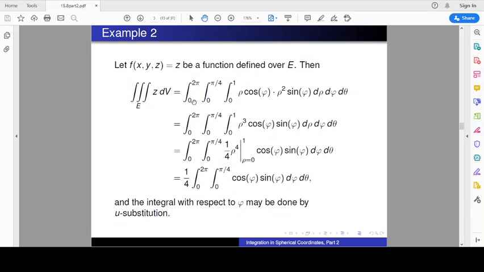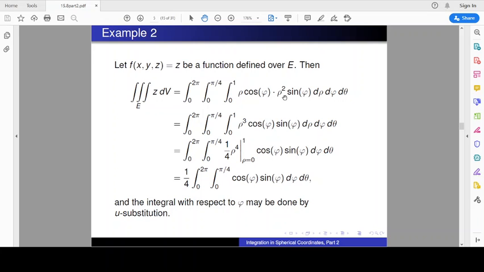So we have the theta integral goes from 0 to 2 pi, the phi integral goes from 0 to pi over 4, and the rho integral goes from 0 to 1. And again, z is written in spherical coordinates as rho cosine phi. And because we've done this transformation into spherical coordinates, we have to multiply by the spherical coordinate Jacobian determinant, rho squared sine of phi.